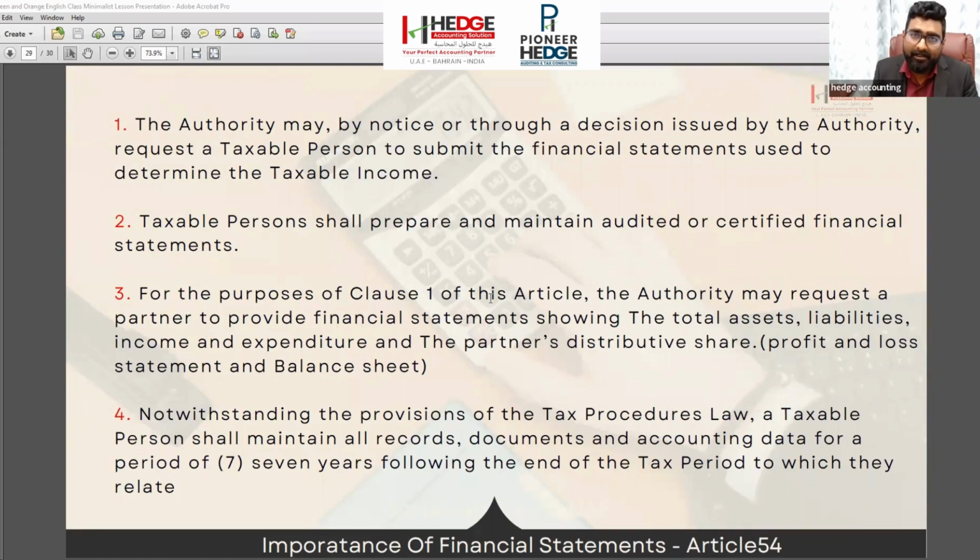Also, adding to this, we have to prepare, record, and maintain this for 7 years. For example, if your financial year, tax year ends in 2025, then from 2025, 26, 27, 28, 29, 30, 31, 32, till the end of 2032, you have to keep the records of financial year 2025. That is also clearly stated in the law.